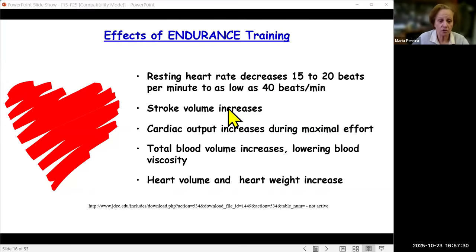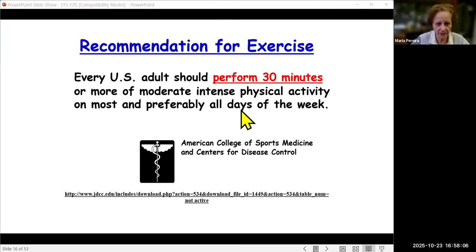So the stroke volume, what is the stroke volume? When the heart contracts, you have a certain amount of blood that is released. That's the volume. So if the heart is in very good shape and the heart muscle is very strong, then when it contracts, it's going to release more blood than if it's weak. Cardiac output increases during maximal effort. Okay, heart volume and heart rate increases. So these are some of the benefits of endurance exercise.